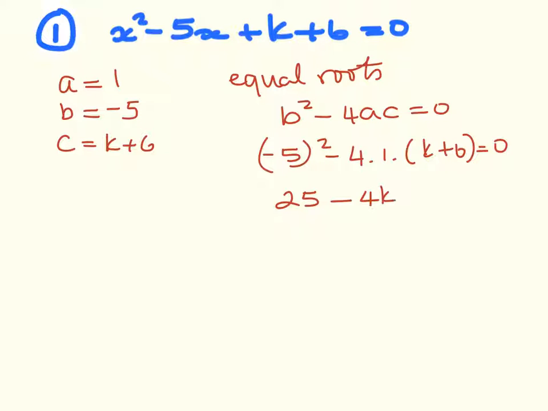25 minus 4k minus 24 is 0. 4k must be 1, so k must be a quarter.